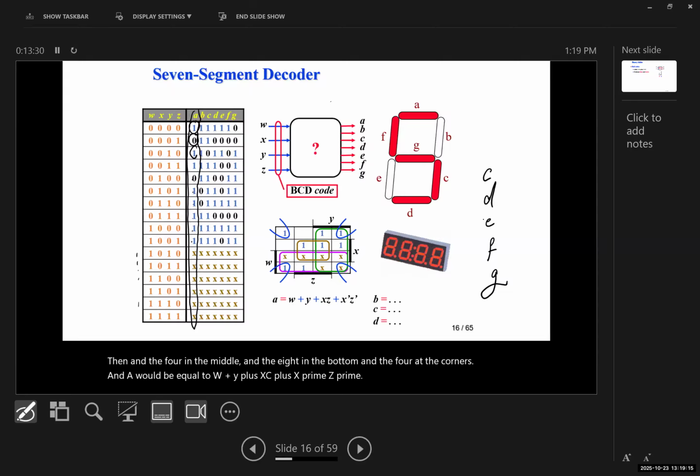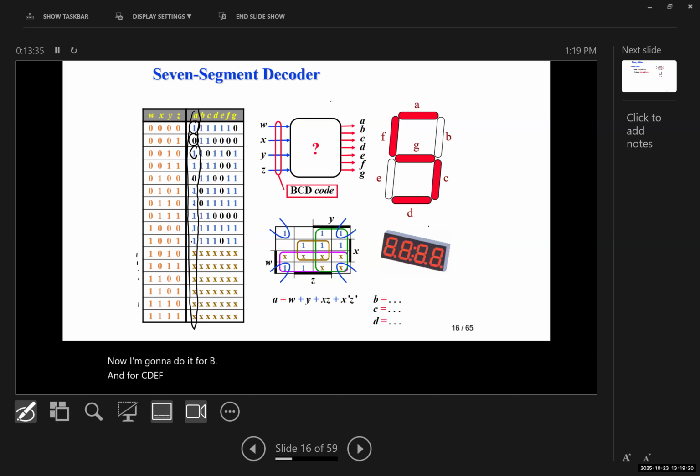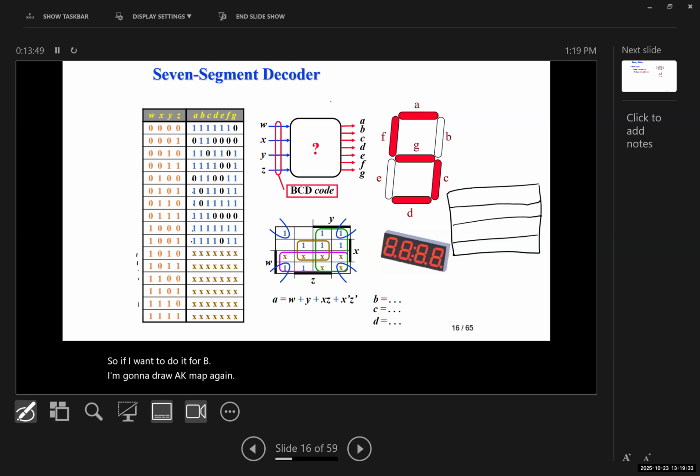Now, I'm going to do it for B, and for C, D, E, F, and G, I want you to do it at home. So if I want to do it for B, I'm going to draw a K-map again. Again, this is M0, 1, 3, 2, 4, 5, 7, 6, 8, 9, 11, and 10, 12, 13, 15, and 14.